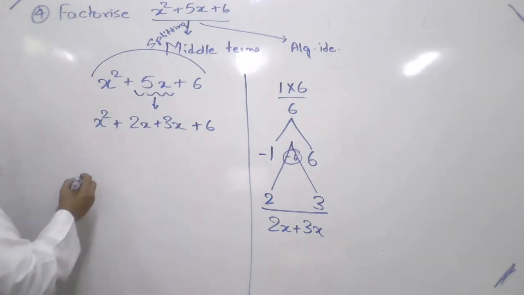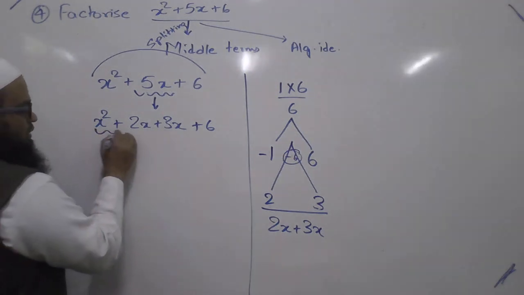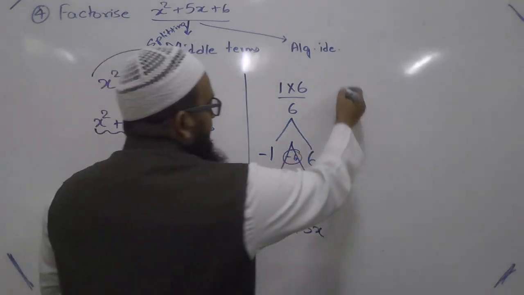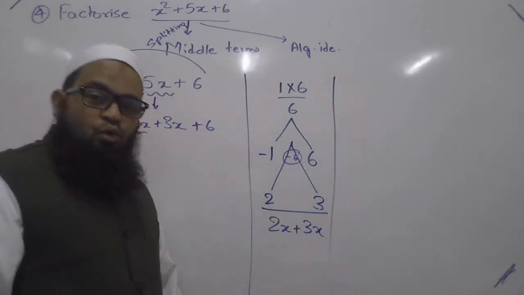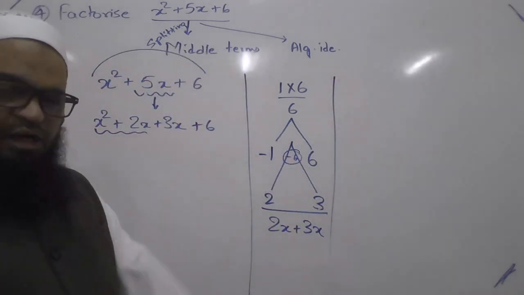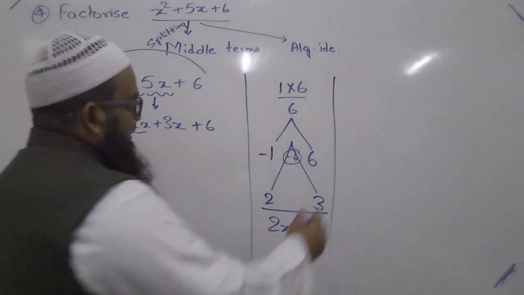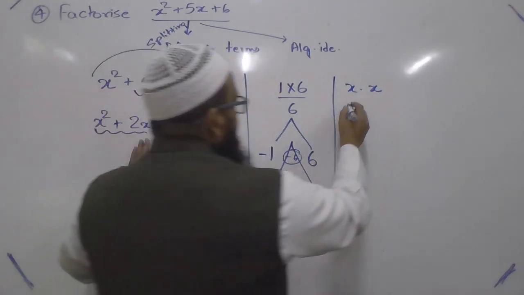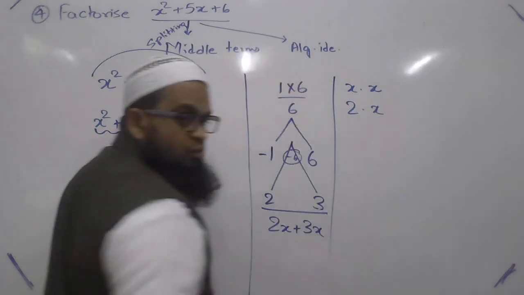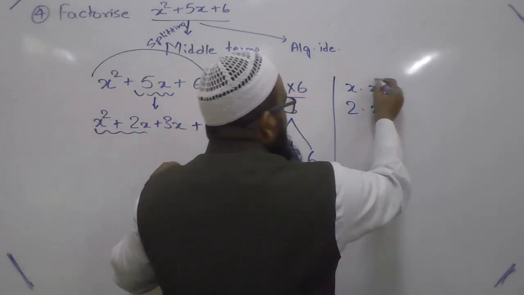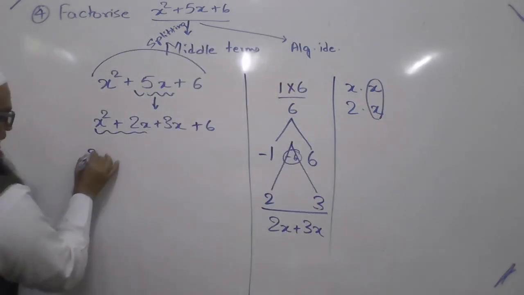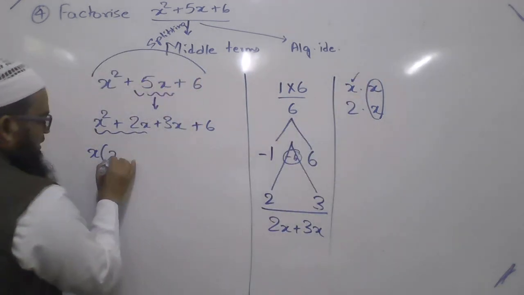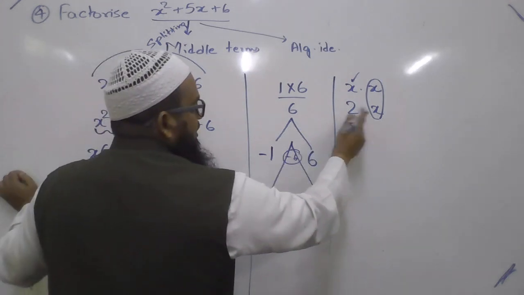So now after splitting this, what is common in the first two terms? Yeah, x square. See, I'll explain to you, for those who get confused. You can write it like this: x square is x into x, and 2x is 2 into x. Which is common over here? Sir, x is common. So let us take x common. In the first term, what is remaining? x. And in the second term, positive 2.